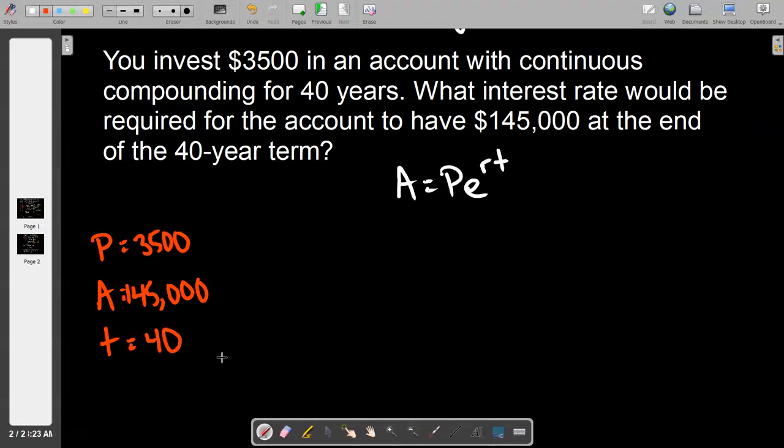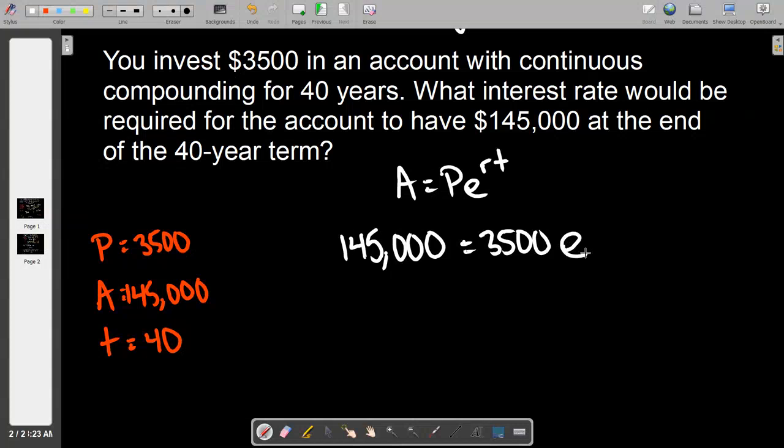All right, we're going to plug these numbers in and get the ball rolling here. So in place of A, we're going to put the final value, which is 145,000. In place of P, we're going to put the initial investment, which is 3,500. In place of E, we're going to put E. It's not a variable.